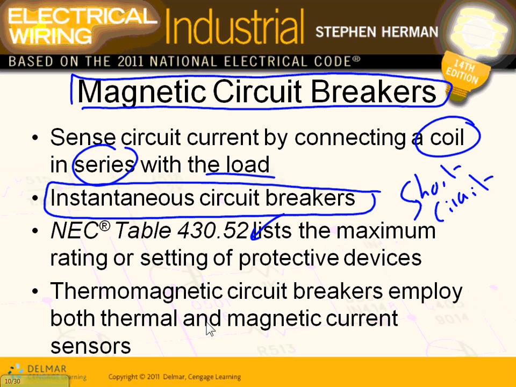Then they have the one, the notoriously famous one that you all know and probably will spend the rest of your career dealing with: the thermomagnetic circuit breaker. You're looking at them right here. It has two technologies, one thermal and one magnetic. Why? Thermal for overload and magnetic for what? Short circuit and ground fault. You're done.